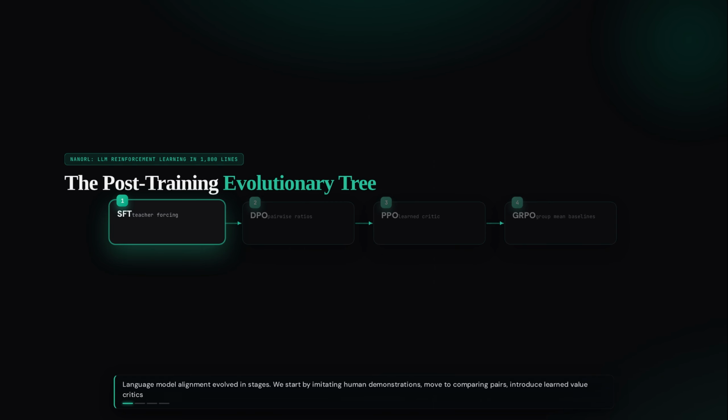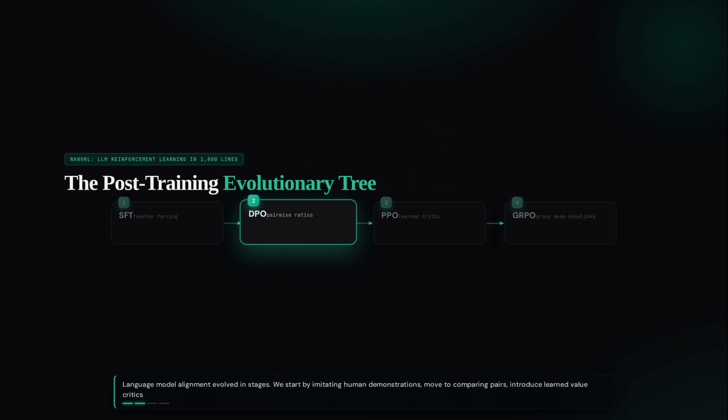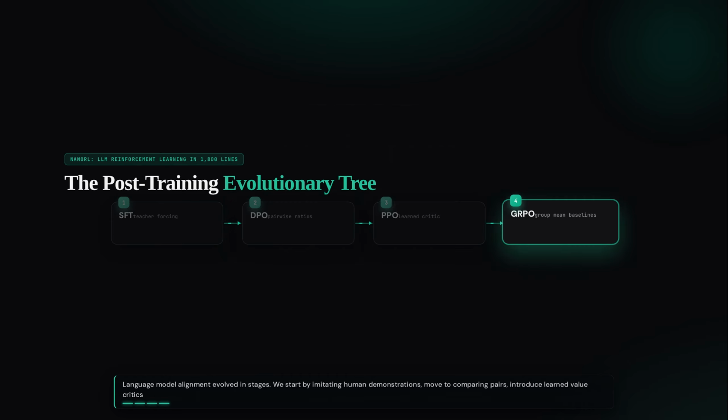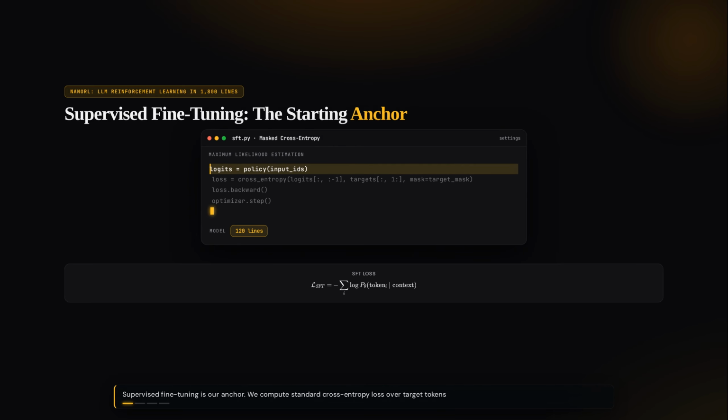Language model alignment evolved in stages. We start by imitating human demonstrations, move to comparing pairs, introduce learned value critics, and finally sample groups to remove critics entirely. Supervised fine-tuning is our anchor.